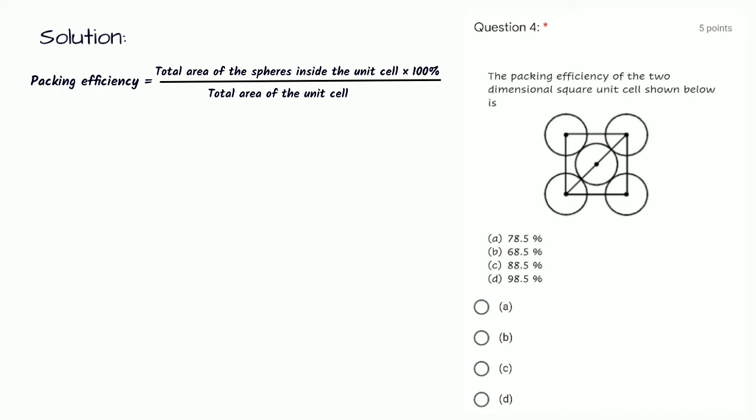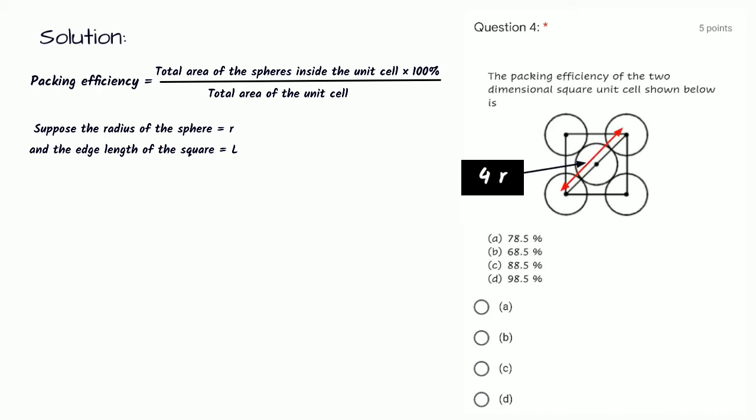Okay, so now coming to the problems, here the structure of the square unit cell is given. Let's suppose the radius of the constituent particle is small r. Then the diagonal will be what? The diagonal of this square unit cell will be small r plus twice r plus small r. That means it will be 4r.